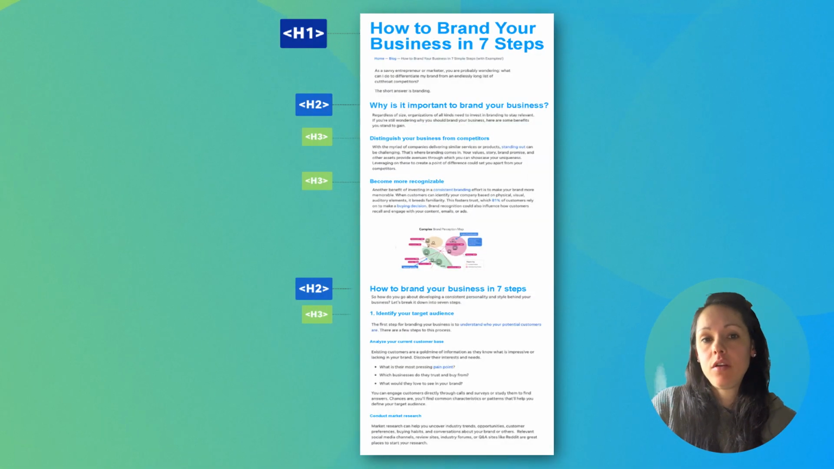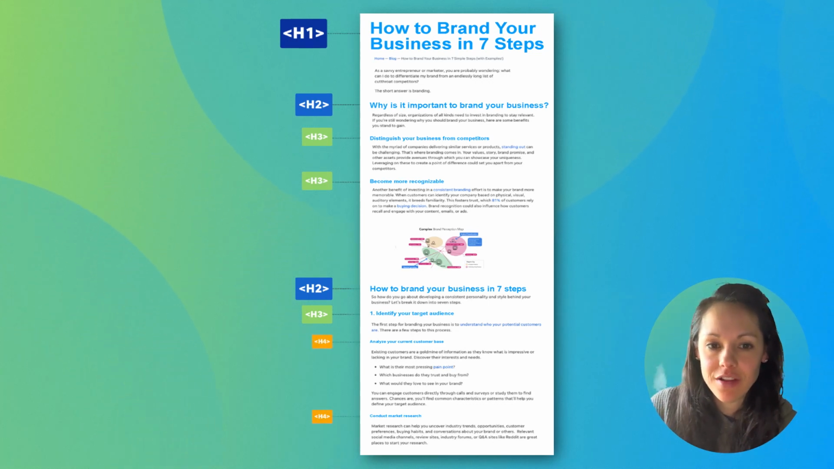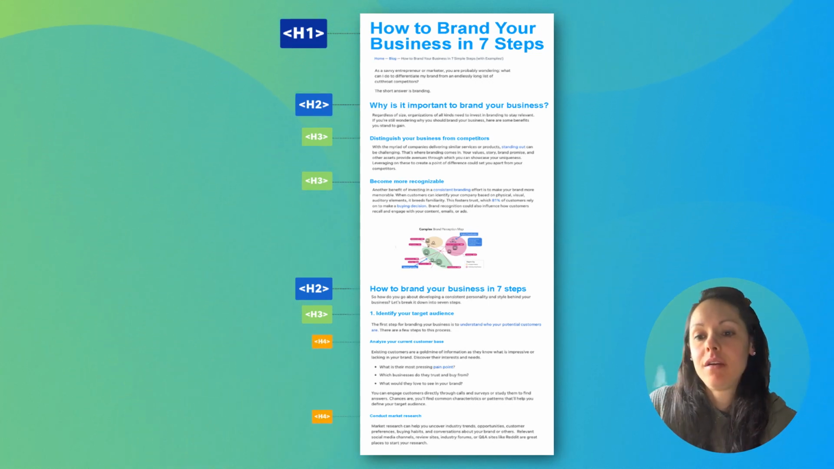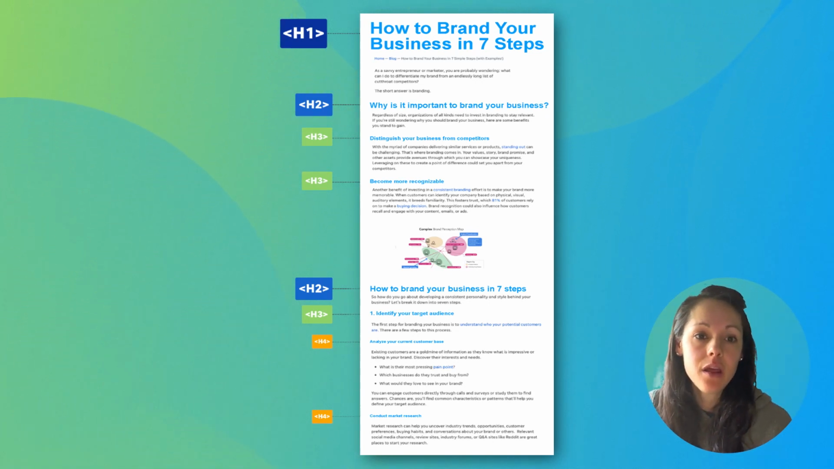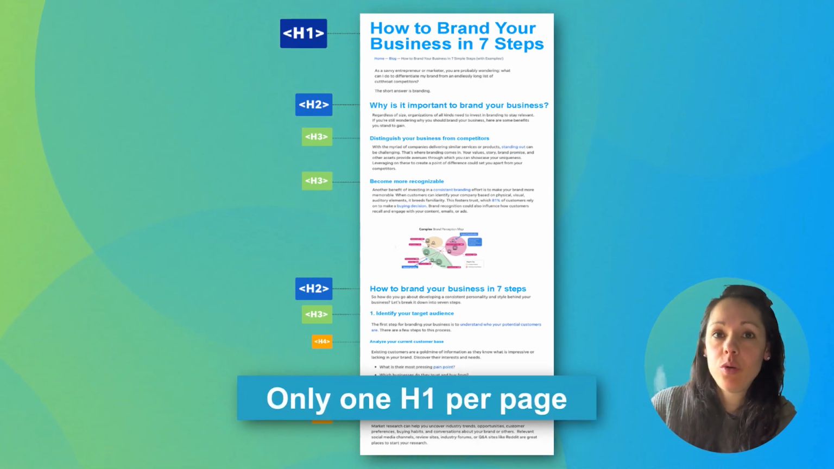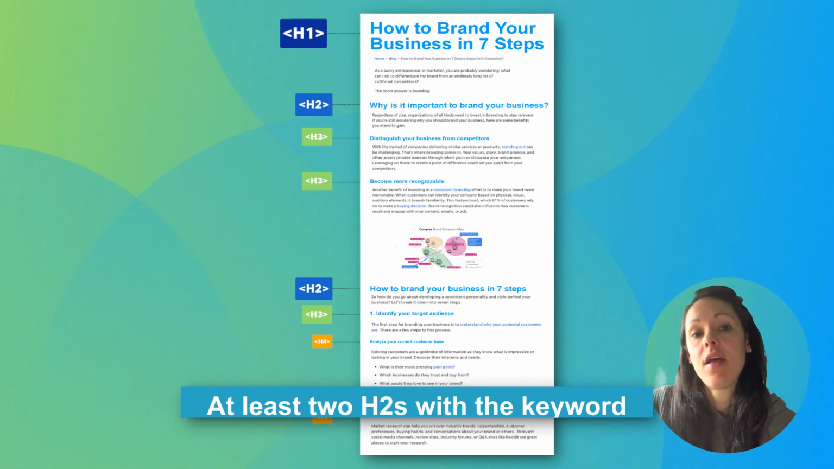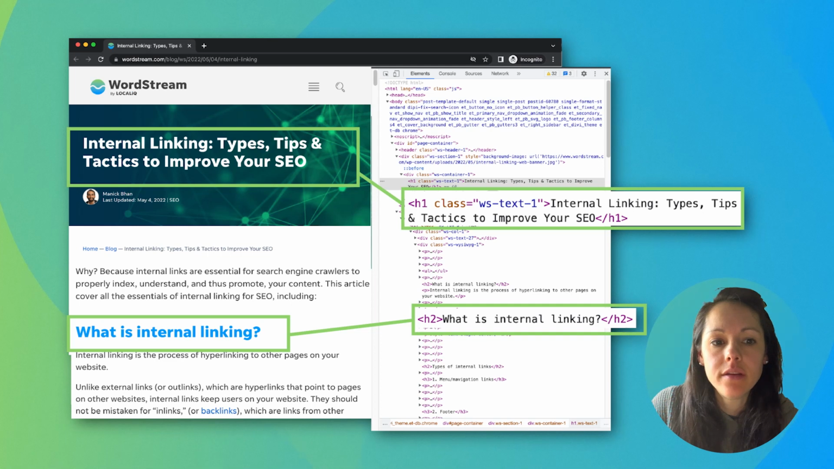H3s are the points that you make within your H2 concepts, and then H4, H5, H6 goes down from there. Not every page or post uses those H4, 5, 6. Sometimes they don't even have H3s in them. The ones that you want to make sure you hit are the H1. Make sure you have only one of those per page, and then have those 2 H2s in there. So this is what Google is seeing, and this is what Google will use to determine what is the most important information on the page.